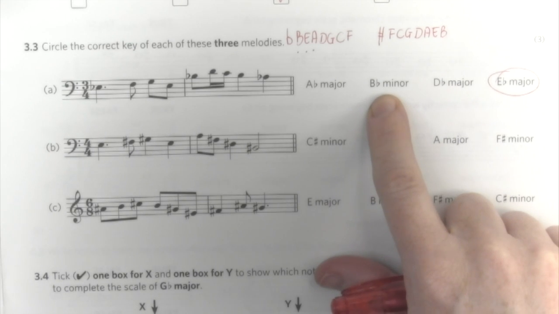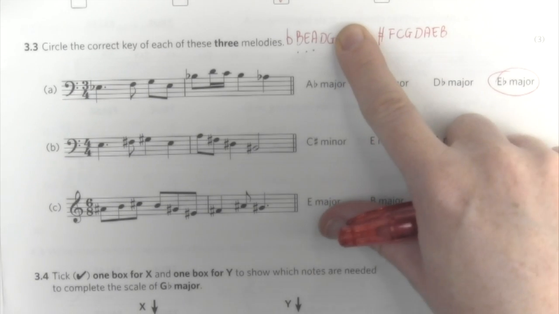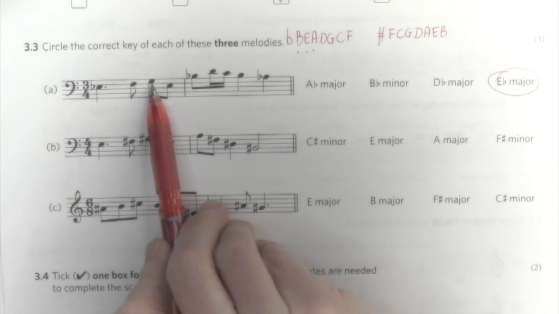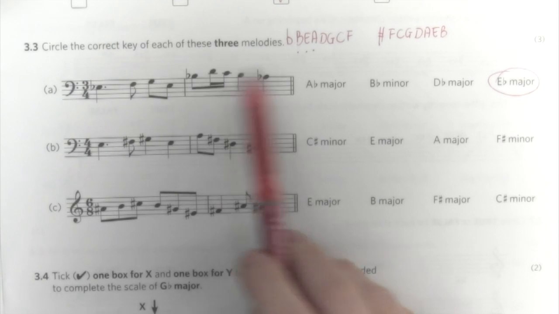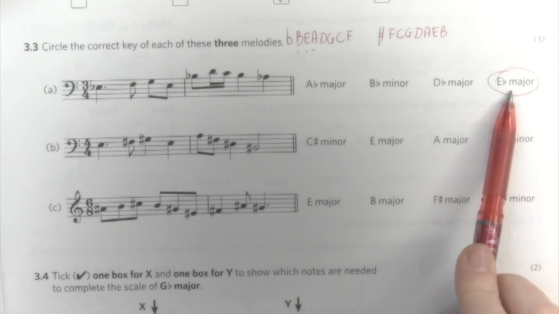We can't be in B flat minor because B flat minor plus 3 semitones is D flat major, and D flat has all these flats which are not in this piece. For example, this is not flat, so it couldn't have been. This is not flat. Same reason for D flat major. So the only possible answer is E flat major.